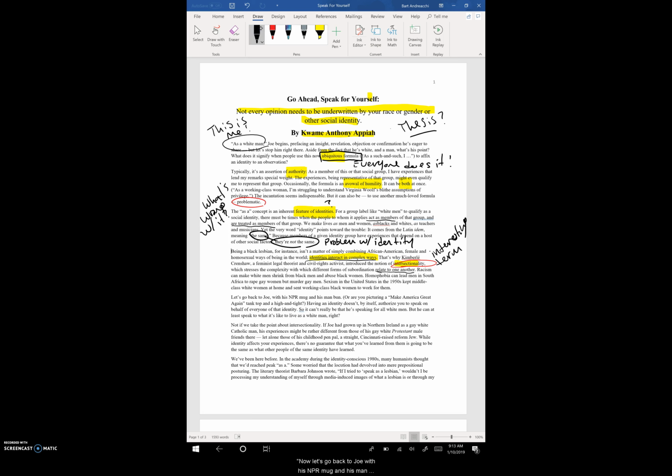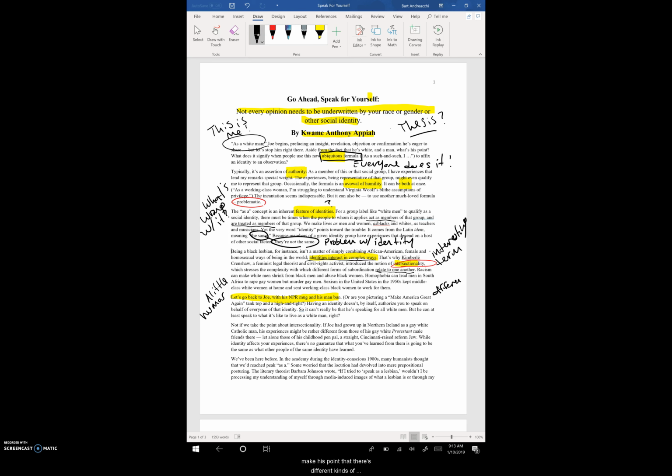Now, let's go back to Joe with his NPR mug and his man bun. A little humor there, and I'm going to note that down as part of the tone that he's using, maybe to keep his audience interested. Or are you picturing perhaps a Make America Great Again tank top and a high and tight? Now, notice he gives 2 different examples there to make his point, right?